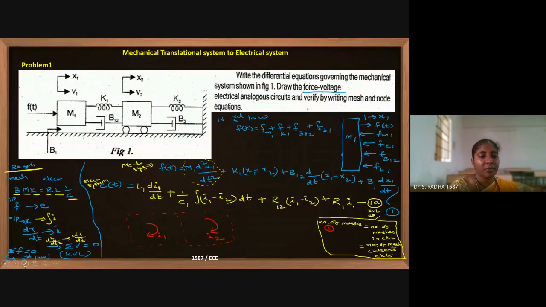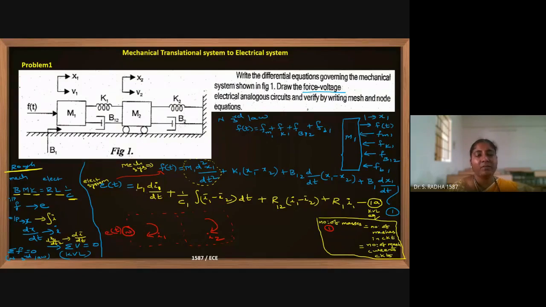Now I am going to the drawing of circuits. E of t is equivalent to force, and that force is applied only on the first mass in the given diagram. So E of t should be in the first mesh. I am taking a voltage source, and this is E of t in the first mesh.